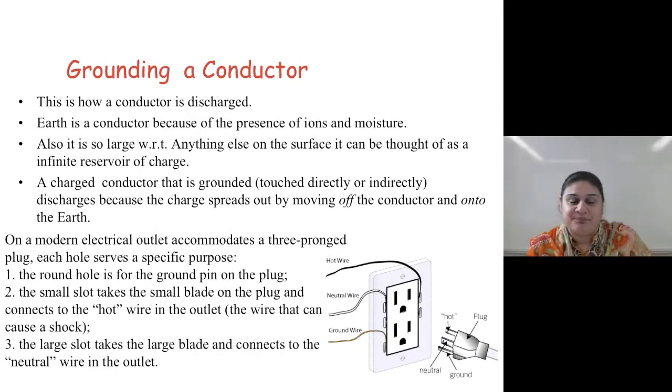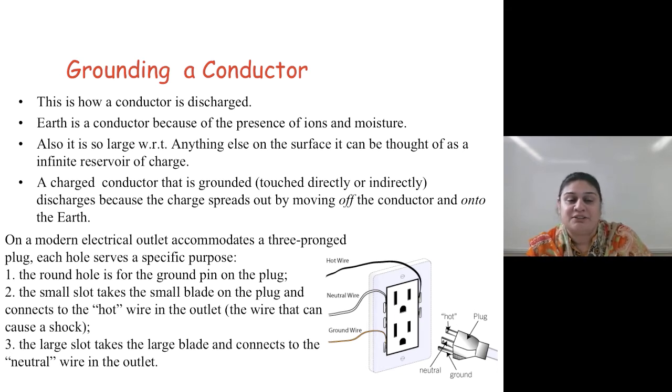Grounding a conductor. This is how a conductor is discharged. Earth is a conductor because of the presence of ions and moisture. Also, it is so large with respect to anything else on its surface that it can be thought of as an infinite reservoir of charge. A charged conductor that is grounded, touched directly or indirectly, discharges because the charge spreads out by moving off the conductor and onto the earth.